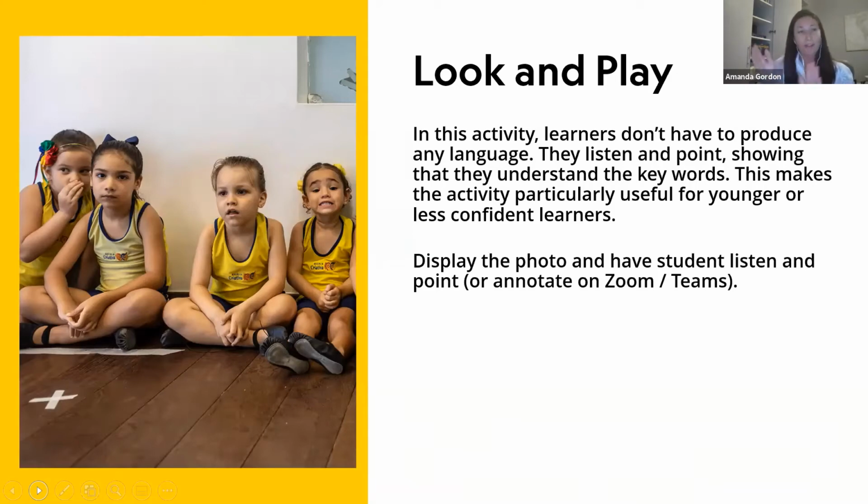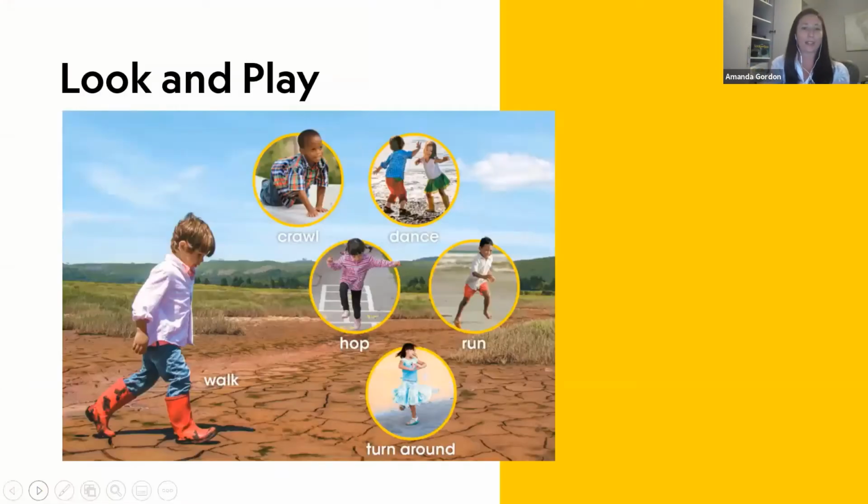So you would display a photo that's, again, associated to the language or the content. This can be done on a projector or smartboard if you're in the classroom, or easily done with the annotation tool on Zoom or Teams. You'd have students come up and point to the answer or the vocabulary, or use the annotation tool. So do you want to switch to the next slide? Yes. We'll try it out.